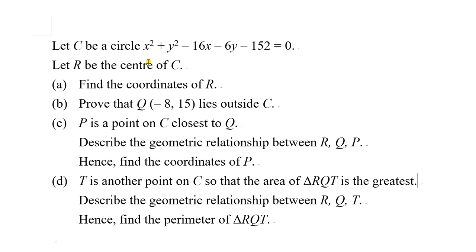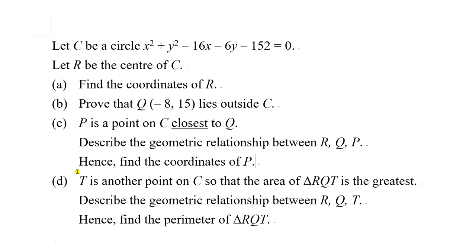Before using the formula, you need to make sure that the coefficient of x squared and the coefficient of y squared equal 1. B, prove that Q, (-8, 15), is a point that lies outside the circle C. And C, point P is a point on the circle C closest, okay, underline this word, closest to Q. Describe the geometric relationship between R, Q, and P, and hence find the coordinates of P.